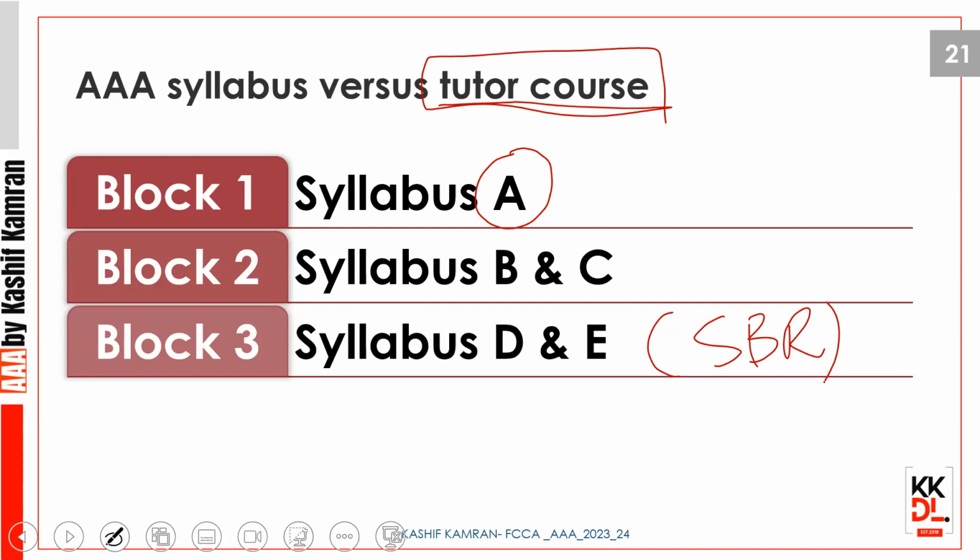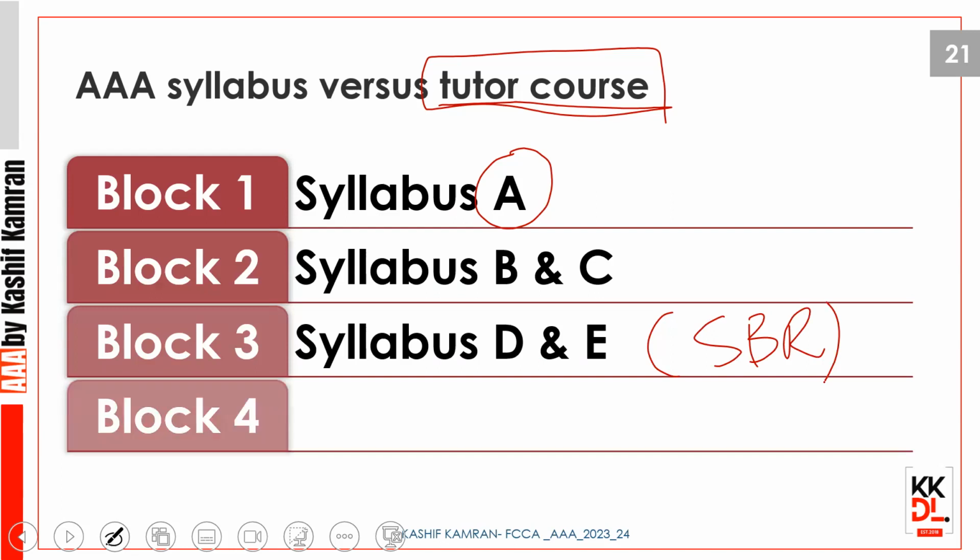Then in block 4, you look at syllabus area F, which is again a very regular feature of the Section B question. So for every block you are doing, you should have an orientation. You should have an observation of how this block contributes to the 100 marks paper. This block contributes very heavily to the 100 marks paper. The other blocks do contribute, but on a minor basis.